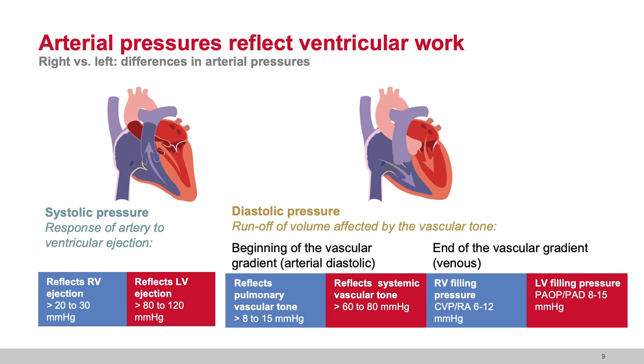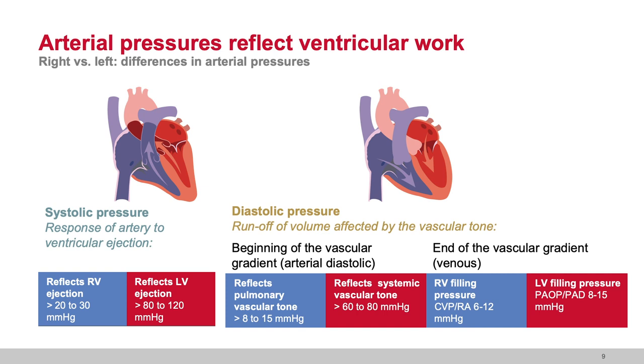Now remember, the ejection and the stroke volume is important, but the tone of the vessel is actually important as well. So that's one of the things that we affect when we use vasodilators or vasoconstrictors, but we should use those always in concert with consideration of what the ventricular ejection is.